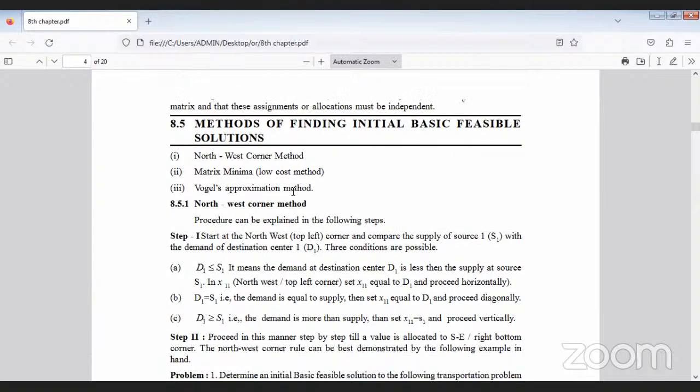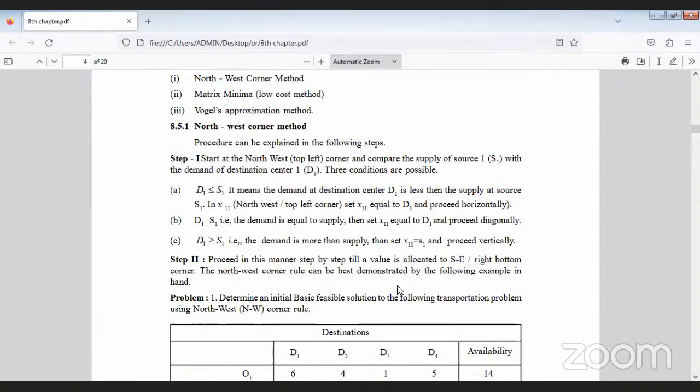What is the north-west corner method? The procedure can be explained; they will ask for the procedure also. Write the procedure of the north-west corner method. So start at the north-west, top-left corner, and compare the supply of the source with the demand of the destination. Three conditions are possible here: D1 greater than, less than, or equal to S1. For example, the demand of the destination D1 is less than the supply of the source.